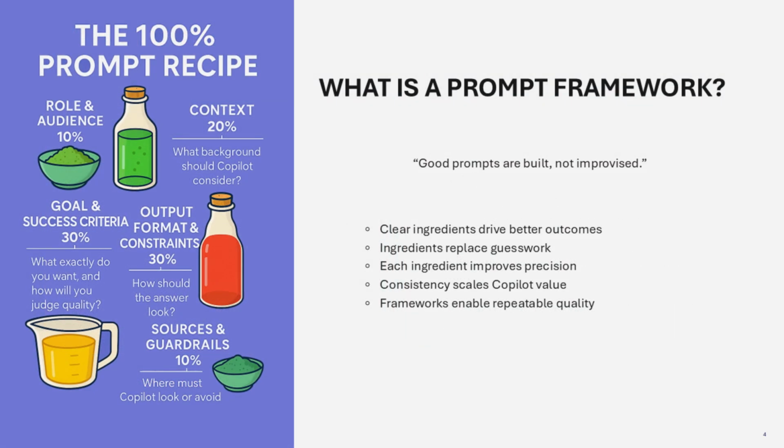Prompt frameworks shift us from improvisation to intention. Instead of guessing how to ask Copilot for something, we use a defined set of ingredients: context, task, constraints, and format. Just like cooking, when ingredients are missing or unbalanced, results vary. Frameworks ensure the right components are always present, which improves precision and consistency. This is how we scale Copilot value, by making high-quality outcomes repeatable, not dependent on expert users. Let's look at some example frameworks to get an idea of how to put this into practice.